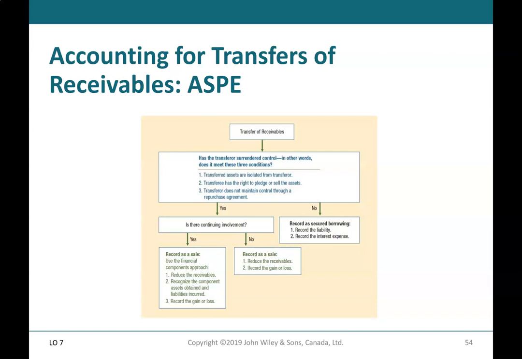If the answer is yes, and if there is continuing involvement, then you would record as a sale. You use the financial components approach: 1, reduce the receivables; 2, recognize the component assets obtained and liabilities incurred; 3, record the gain or loss. If there is no continuing involvement, then you record as a sale: 1, reduce the receivables, and 2, record the gain or loss.